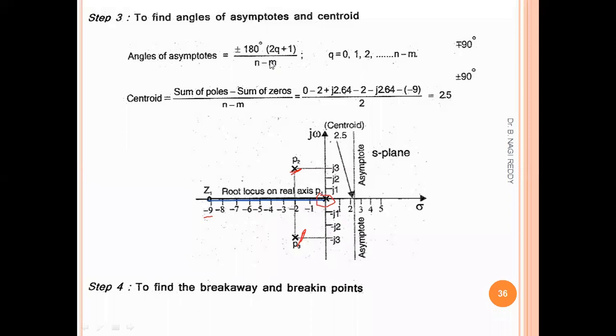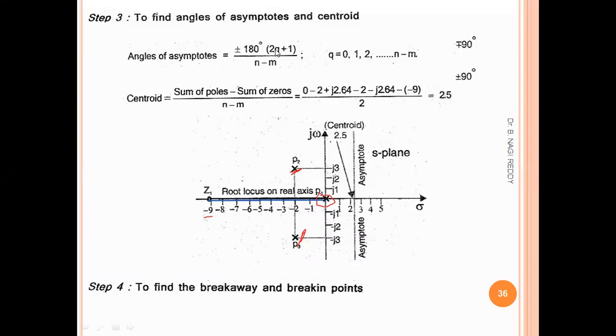In the previous two problems, we did without any zero. In those problems we don't have any zeros, but this problem has a zero. So the m value is 1. So n minus m means 3 minus 1, which is 2 in the denominator. The q value will be from 0 to n minus m, that means 0 to 2. So we have only 3 cases: when q is equal to 0, 1 and 2, we need to calculate the angle of asymptotes.